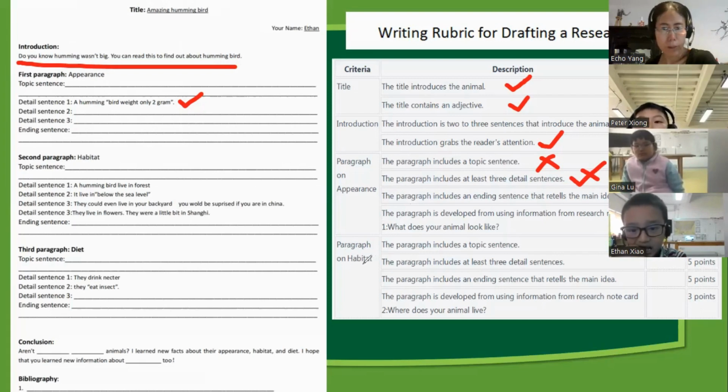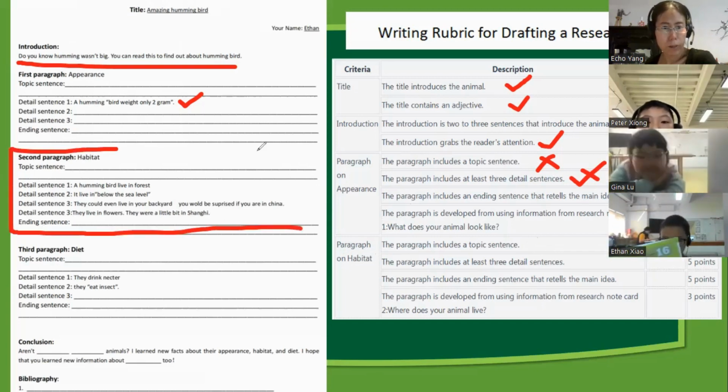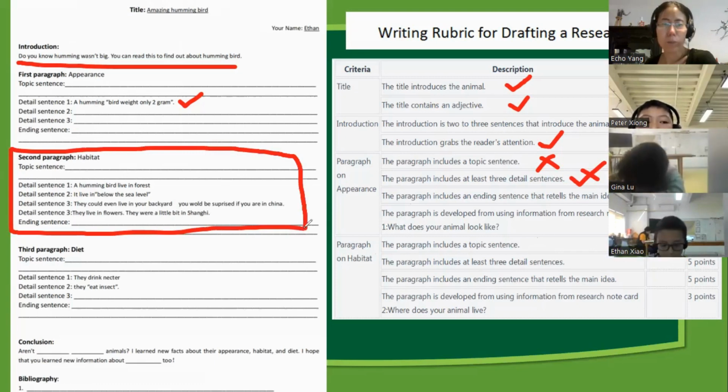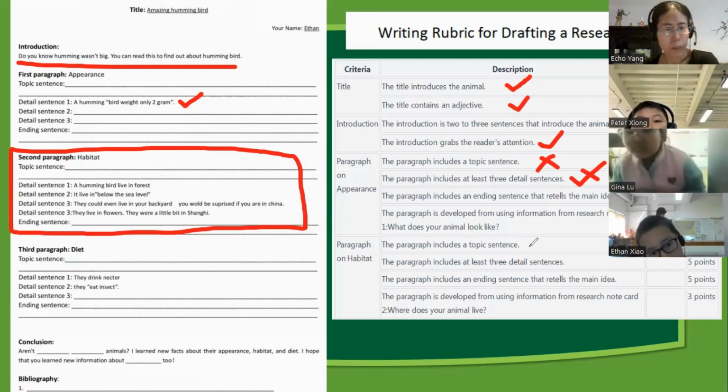Where does the hummingbird live? So does your paragraph have a topic sentence? Topic sentence, yes or no? My paragraph about where does the hummingbird live? Do you have a topic sentence? What does topic sentence mean? Because mine is hummingbirds live in a forest. It's the beginning sentence. It's a fact. You need to tell the main idea of this fact, right? These are facts. So we need to include a topic sentence that you don't have.